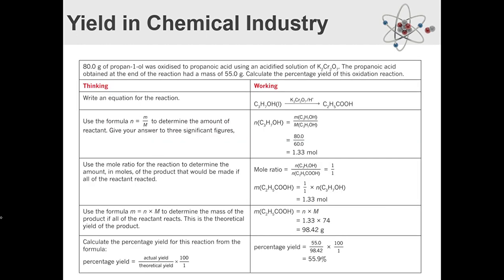Alright, so here are the steps for it. Here we've got the propanol going to propanoic acid. We work out the number of moles of propanol that we had to start, which is 1.33. We do our molar ratio calculation. It's still a 1-to-1 reaction, so it's still 1.33 moles for the propanoic acid. We could have made 98.42 grams if we were really good, but we didn't. We only made 55 grams, so 55 divided by 98.42 gives us a percentage of 55.9.